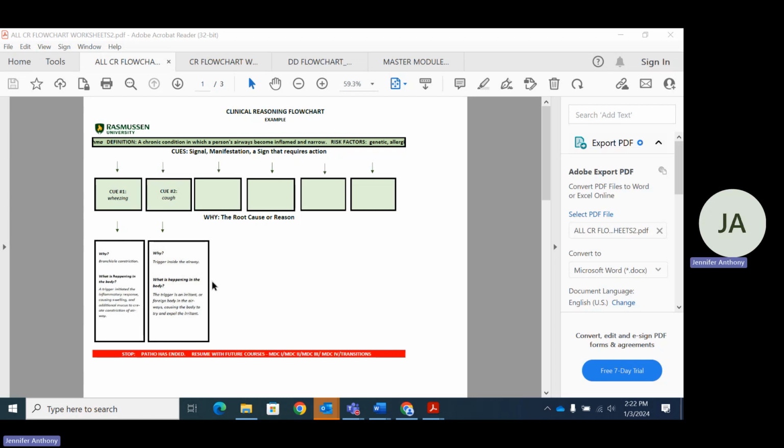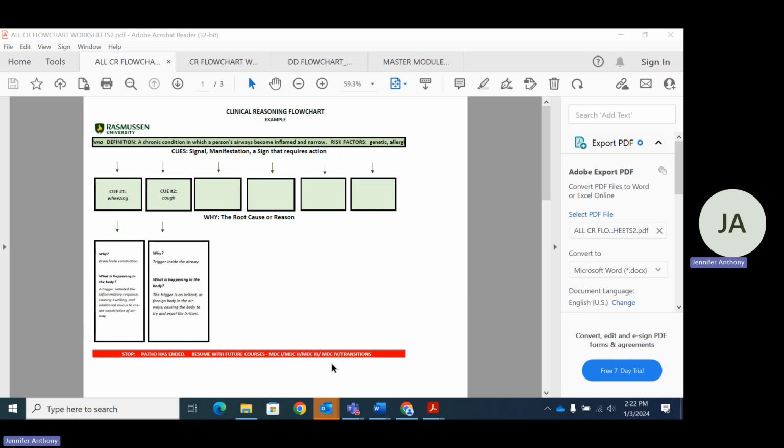Cough. Why does a cough occur? Because of the trigger inside the airway. Well, what is that? A trigger is an irritant or a foreign body in the airway causing the body to try and expel the irritant. That is the level that is required in order to be successful in Essentials to Pathophysiology. The student can stop there.